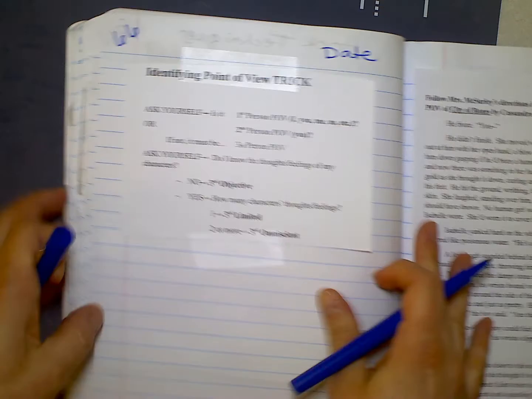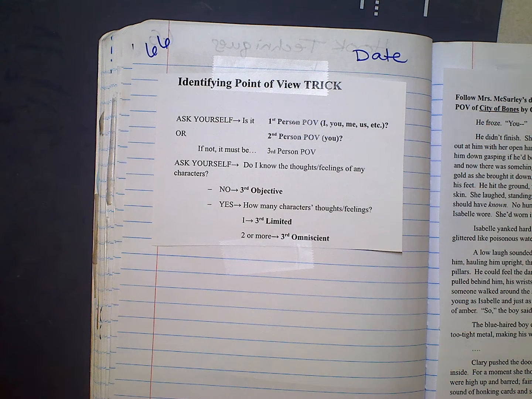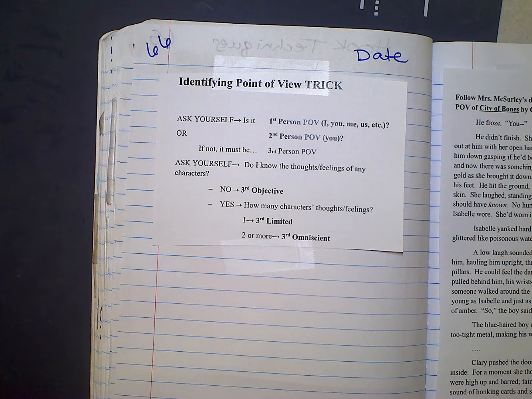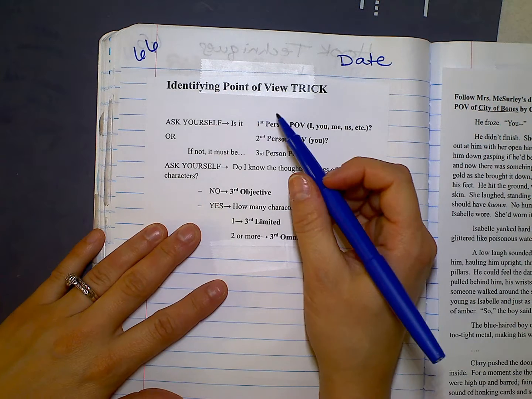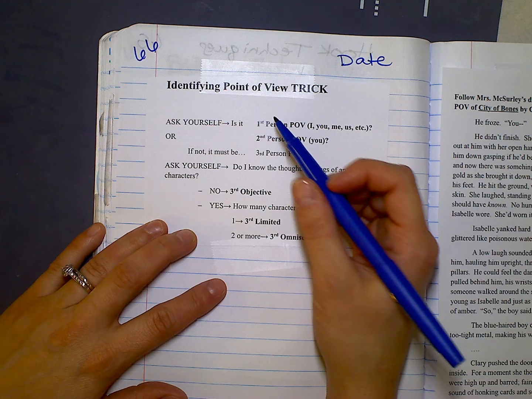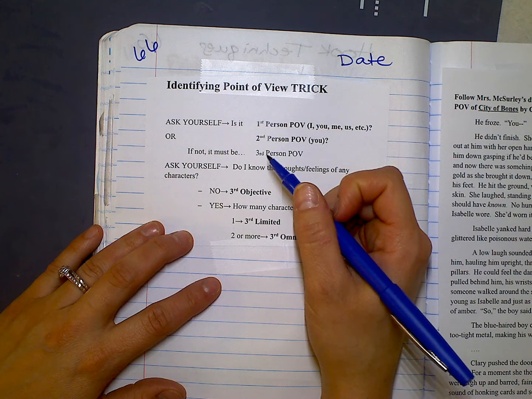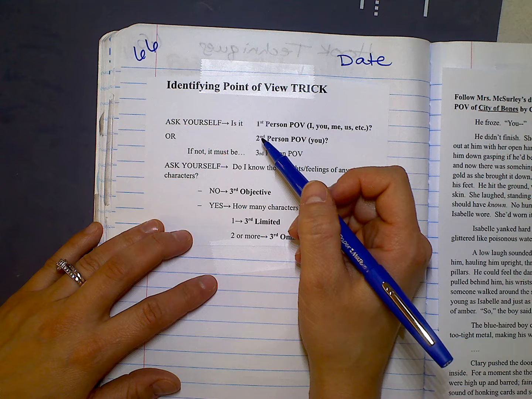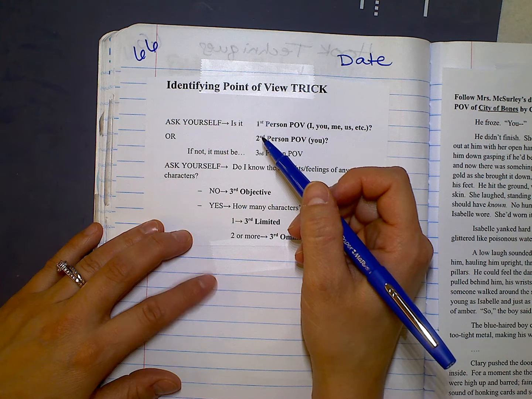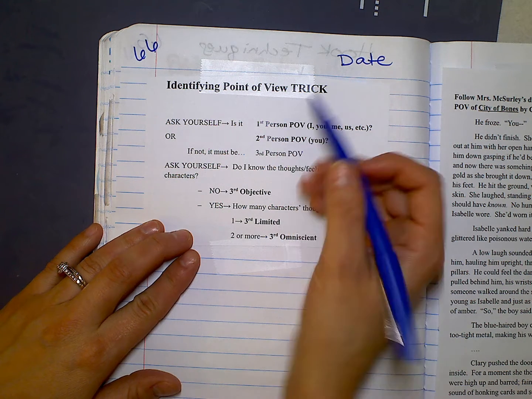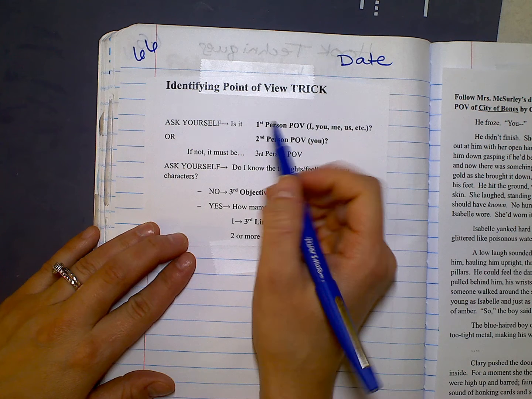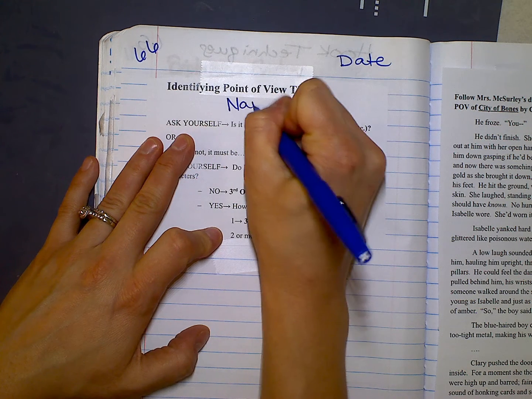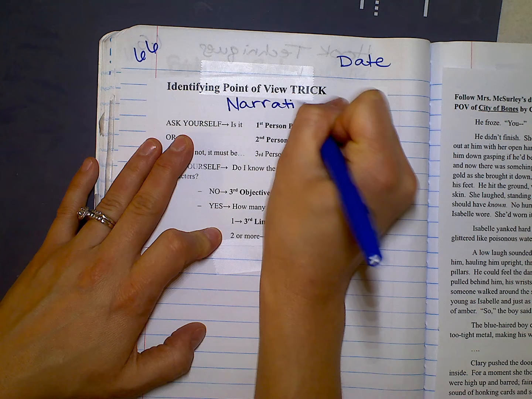All right, so like I said, this is a trick that I came up with to help students identify point of view, and it works every time beautifully. So you're just going to ask yourself a series of questions. Remember, when finding point of view, look at the narration, not the conversation. So when you're looking at point of view, you're only going to be paying attention to the narration. That's the stuff that doesn't have the quotes around it.